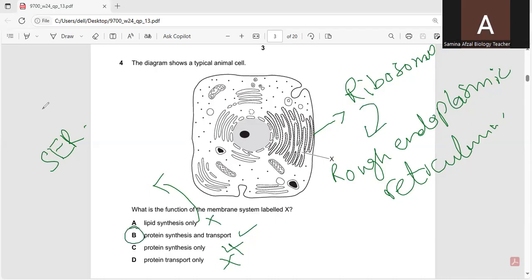Protein synthesis, ribosomes are over there. The protein synthesis takes place on the rough endoplasmic reticulum, and after the synthesis of protein, the protein is also transported. So the transportation of protein also takes place by this rough endoplasmic reticulum. So B is the correct option.